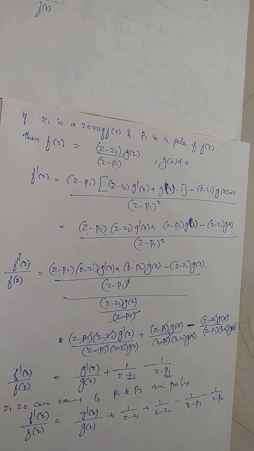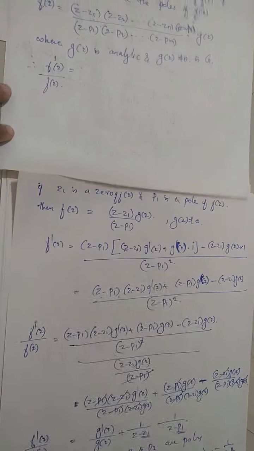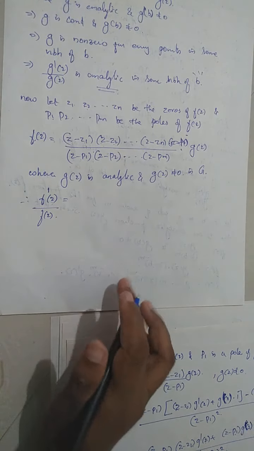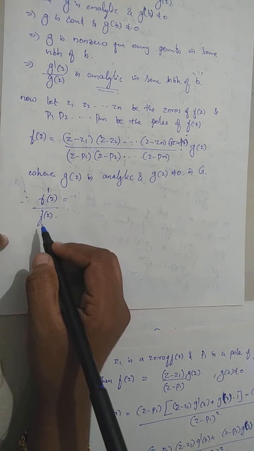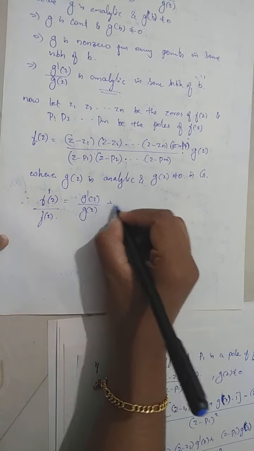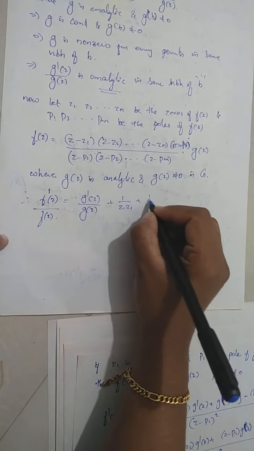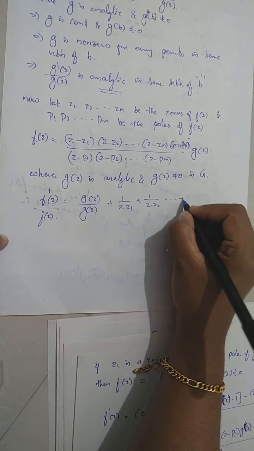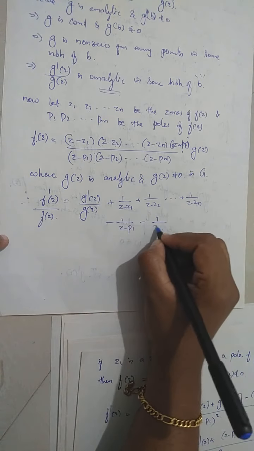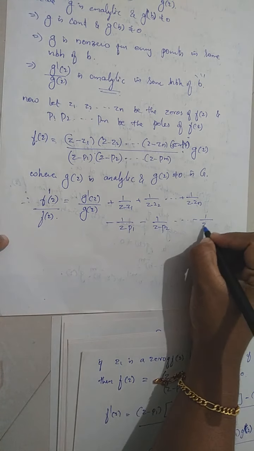Okay. So in general, if Z1, Z2, etc., Zn are the zeros and P1, P2, etc., Pm are the poles, what will be F dash Z by Fz? Coming back to this ratio, when we have n number of zeros and m number of poles, F dash Z by Fz will be equal to G dash Z by Gz plus 1 by Z minus Z1 plus 1 by Z minus Z2 etc. plus 1 by Z minus Zn minus 1 by Z minus P1 minus 1 by Z minus P2 etc. minus 1 by Z minus Pm.